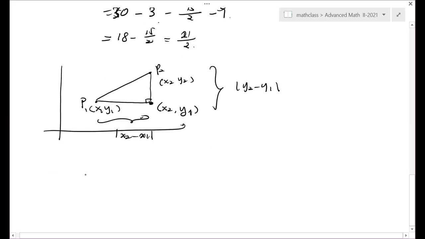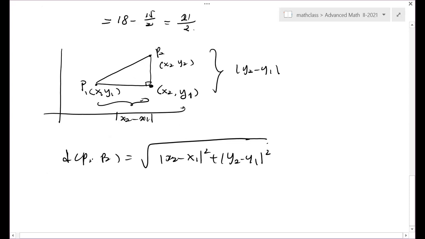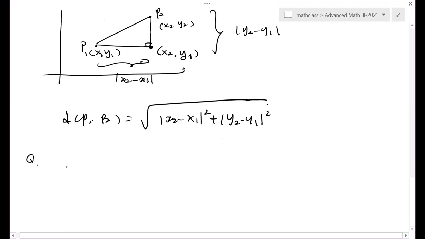So the distance between P1 and P2 is going to be, by the Pythagorean theorem, this side squared plus the other side squared. That's just how we get this formula. All right, so now let's take a look at the next problem.